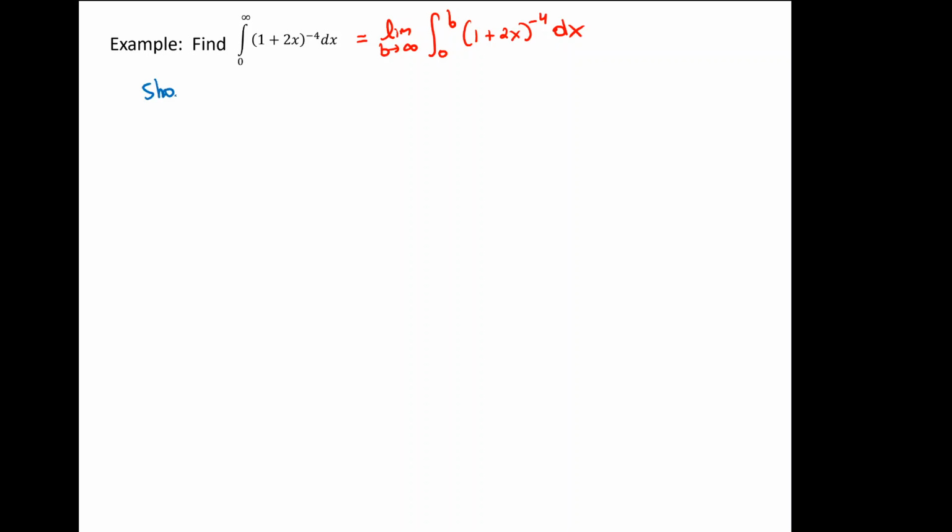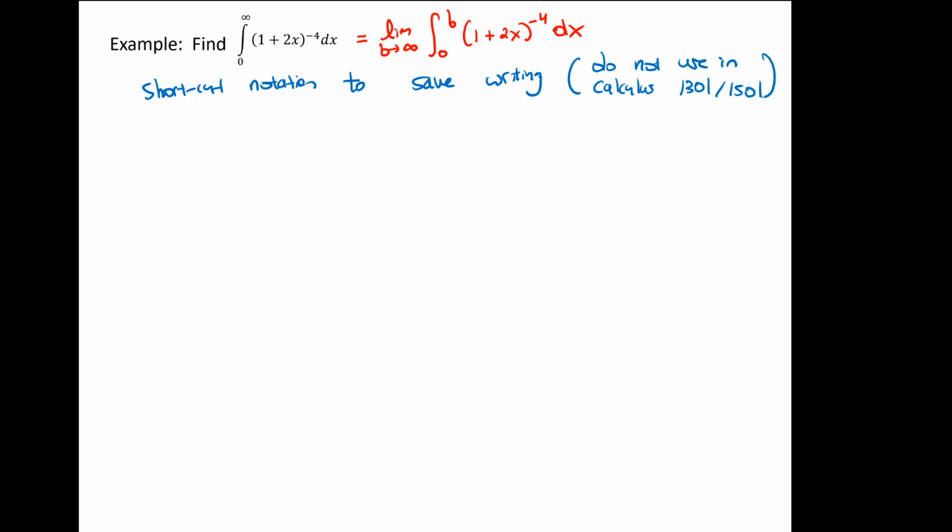So shortcut notation to save writing. Do not use in calculus 1301 or 1501. Please don't do this. You didn't see it from me. Okay, that's the deal.